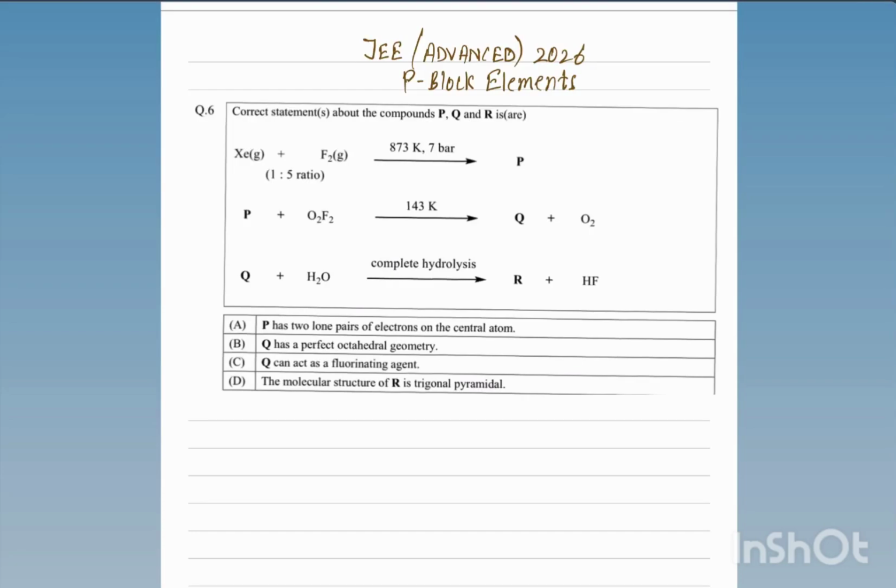Hello everyone. So today we are going to discuss a question from the JEE Advanced 2026 paper 2, which is from the P block elements. The question is saying xenon gas is reacting with the F2 gas in the 1:5 ratio at 873 Kelvin temperature and 7 bar pressure. So at this ratio it will form XeF4.